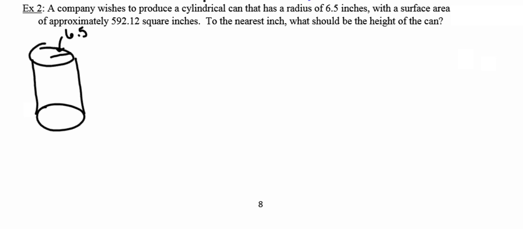We know the surface area is about 592.12 square inches, and they want us to find to the nearest inch what should be the height of the can. So I'm going to let X be the height of the can. Since this question deals with surface area, I'm going to use the formula for surface area. I know that surface area is made up of lateral area plus the area of the base on top plus the area of the base on bottom. I'm now going to go ahead and substitute everything I can into the formula. So I know the surface area is 592.12.